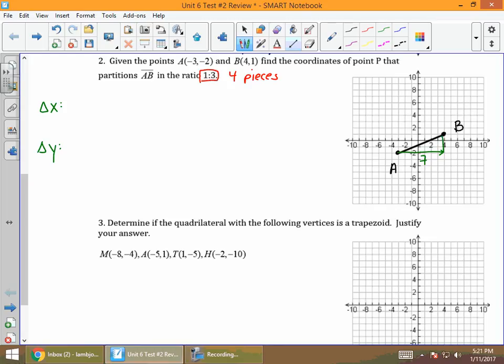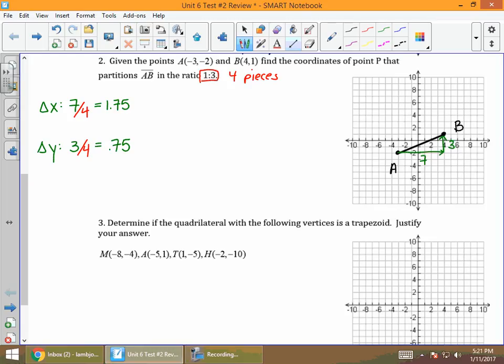And then it's going up 1, 2, 3. So the change in X, since it goes to the right, is +7. It is going up, so it is +3. And I need to cut that into 4 pieces. And these are going to be some decimals now. So 7 divided by 4 is 1.75, and 3 divided by 4 is 0.75.